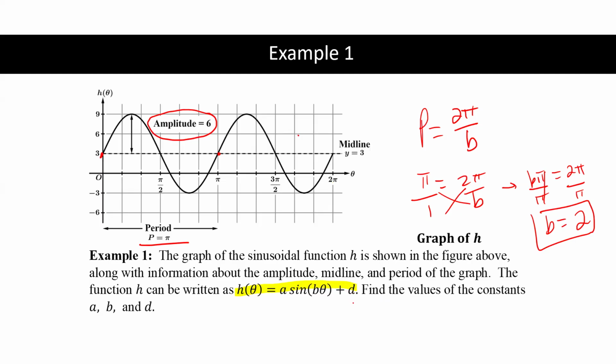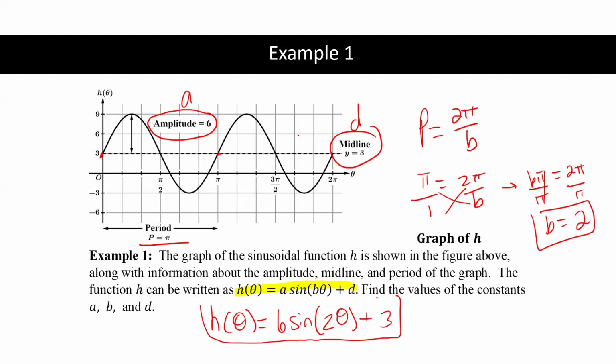Your D is your midline. And our D is 3, because our D is our midline. So we have our A, our D, and our B. Can I write the function? So H of theta equals A, our amplitude, which is 6, sine, our B, which is 2 theta, plus our D, which is 3. And that would be our model.